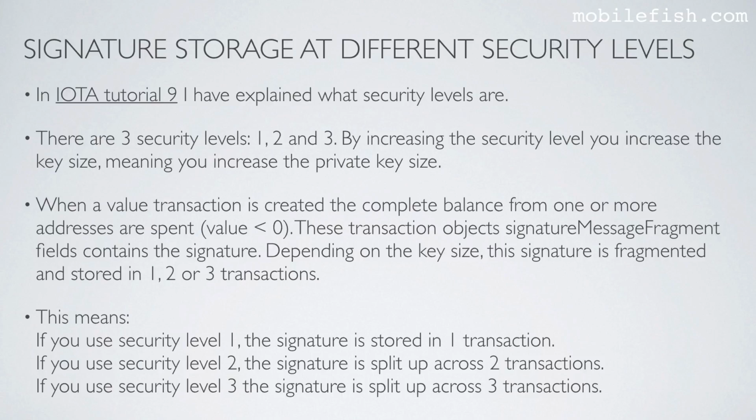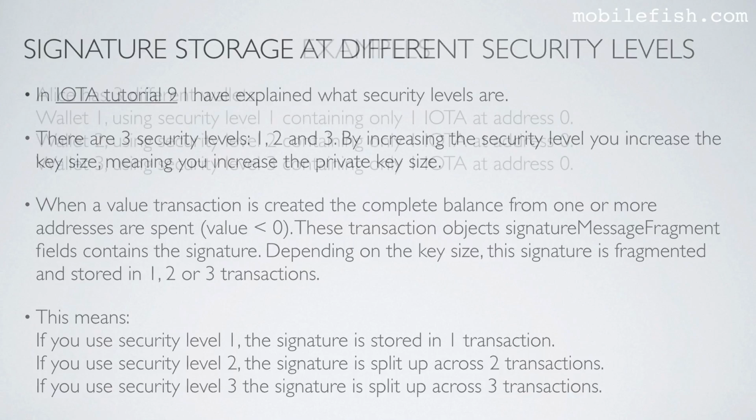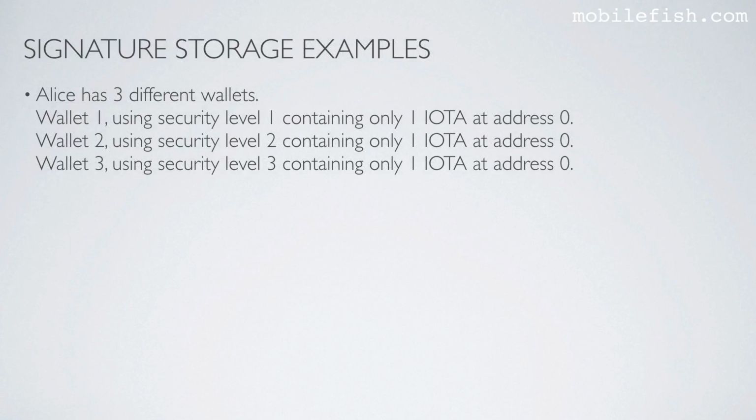This means, if you use security level 1, the signature is stored in 1 transaction. If you use security level 2, the signature is split up across 2 transactions. If you use security level 3, the signature is split up across 3 transactions. Here's an example. Alice has 3 different wallets. Wallet 1 using security level 1, containing only 1 IOTA at address 0. Wallet 2 using security level 2, containing 1 IOTA at address 0. And Wallet 3 using security level 3, containing 1 IOTA at address 0.